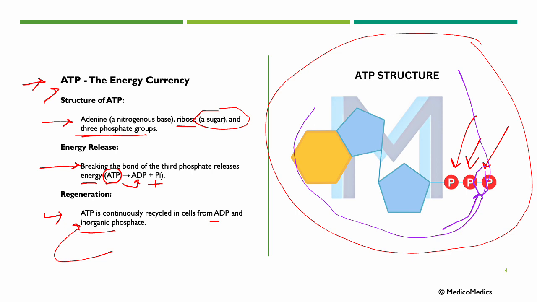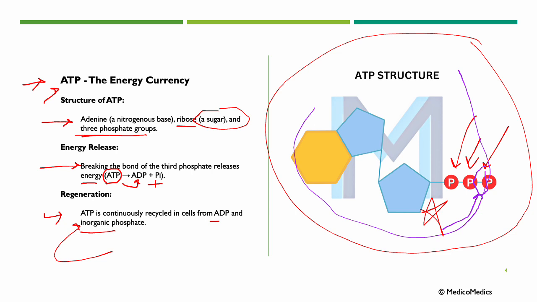So what is important to remember here is that the energy produced from ATP is not produced from ATP itself. It is rather a product of the breaking of the high energy phosphate bond between the 2nd and 3rd phosphate groups.